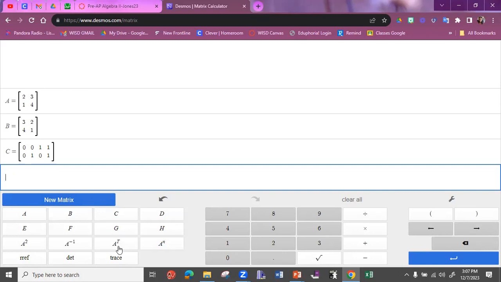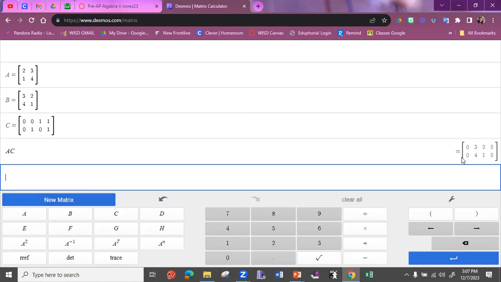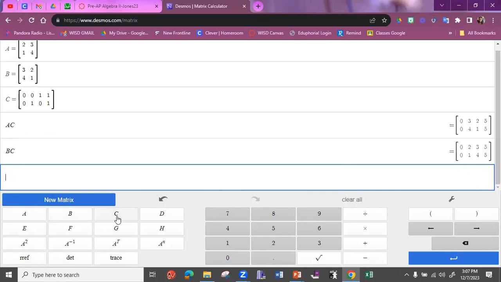To find the product of transformation T, we're doing A times C, and we get 0, 0, 3, 4, 2, 1, 5, 5. Yes? Then to find the transformation B times C, gonna hit enter. And what do you notice? What do you notice about these vertices? They're the same. They may not be in the same order, but are the vertices the same? They are, okay? So there's a reason for that.